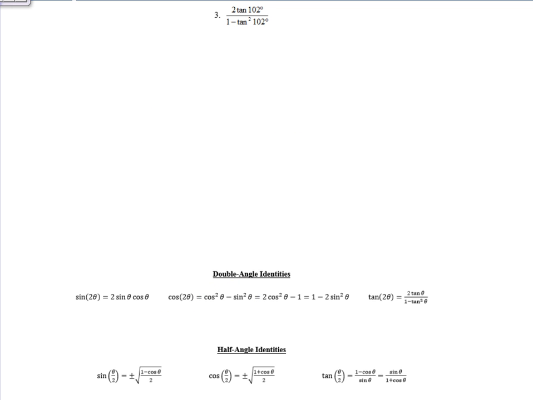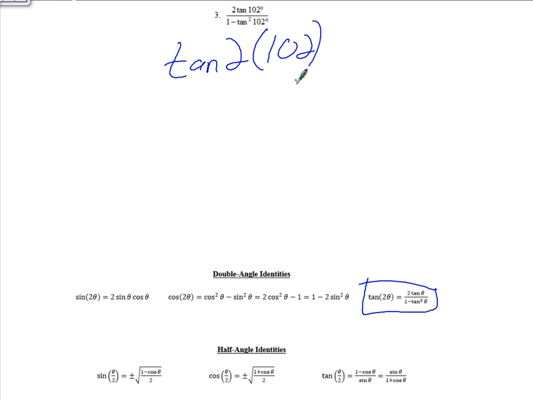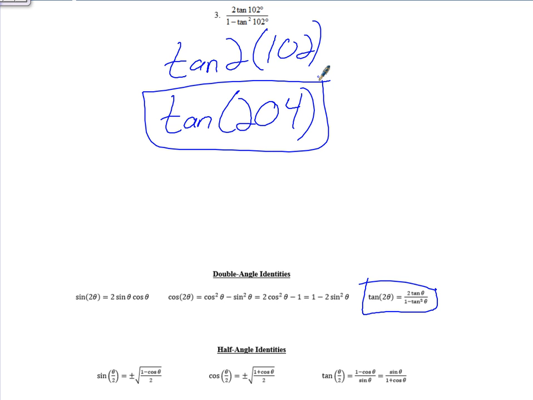Here, again, I'm just trying to see which one of my identities this matches up with. Here it matches up with this one, so I'd have tangent of 2 times 102, which would be the tangent of 204 degrees. So again, those are our 3 double angle identities that we just used.